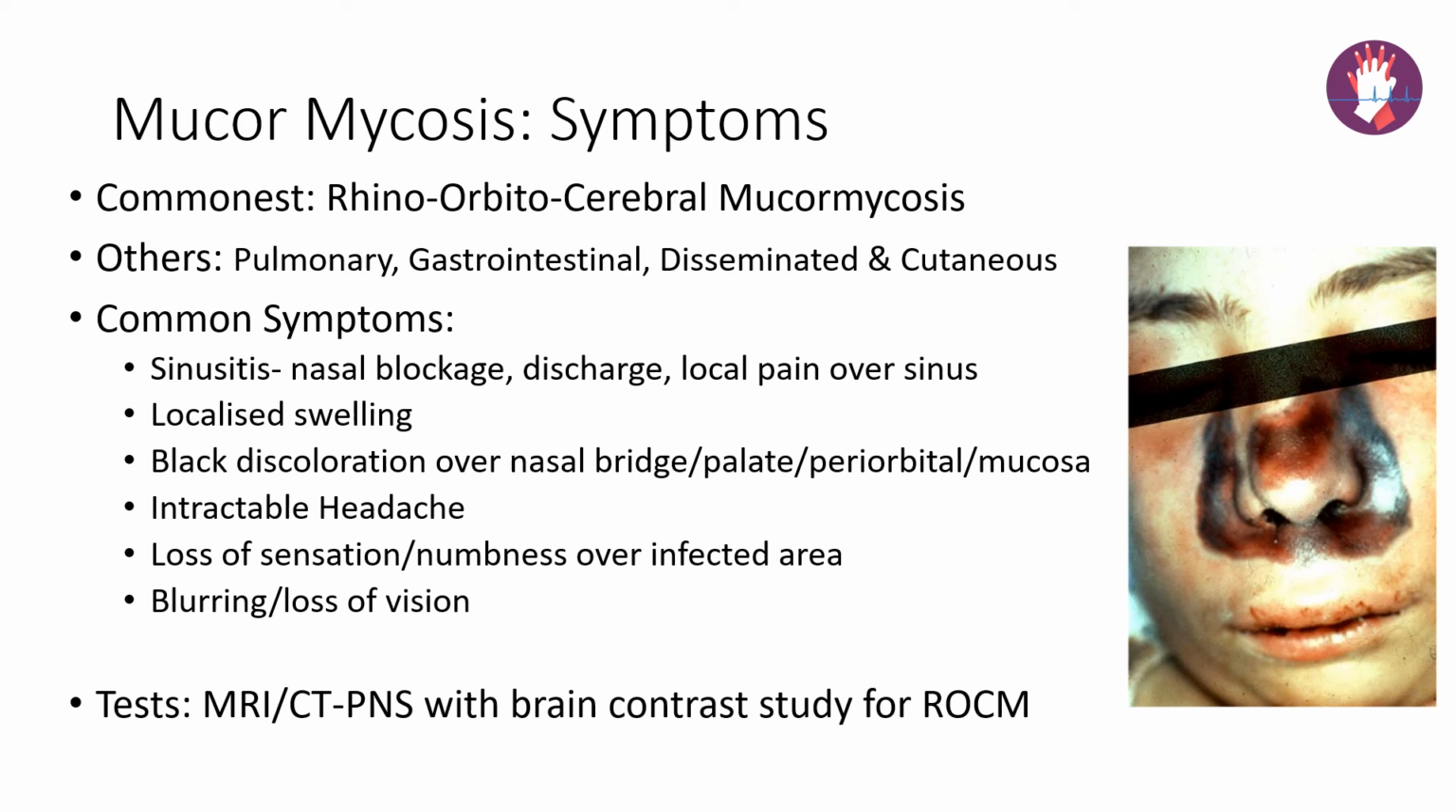What is ROCM? It is rhino-orbito-cerebral mucormycosis, which is the commonest form of mucormycosis found amongst COVID patients. There are other less common mucor infections like the pulmonary one, gastrointestinal or disseminated mucormycosis. Very rarely you could get a direct cutaneous involvement of mucormycosis too, but the cutaneous one is much less dangerous than the others mentioned before that.